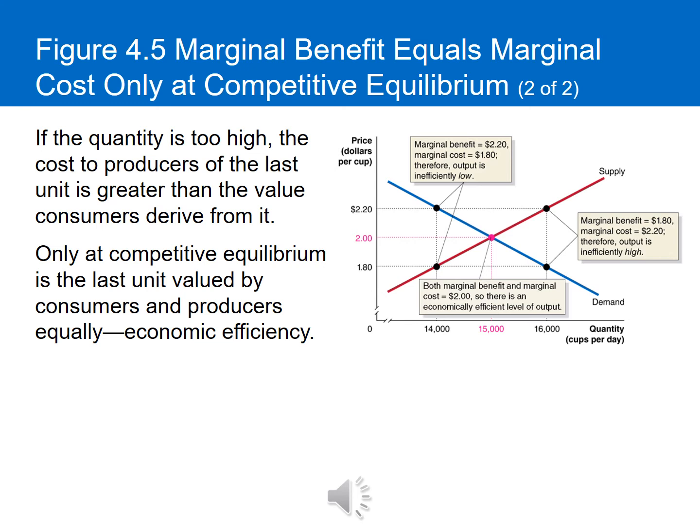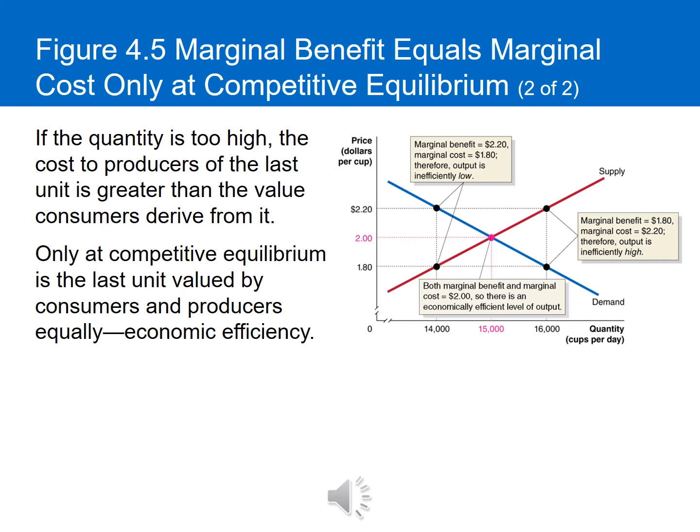The marginal cost of that last cup being produced, the 16,000th cup, is $2.20. Meanwhile, the marginal benefit to consumers of that last cup of tea is only $1.80. So consumers are not going to purchase that last cup of tea because it costs more. They'll have to pay more than the benefit that they're receiving.